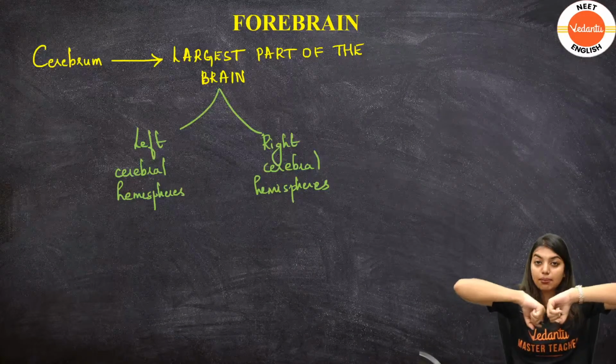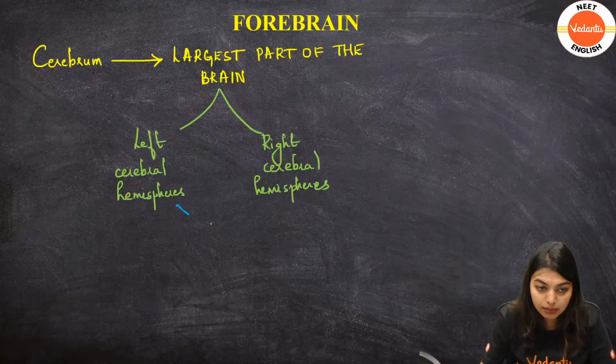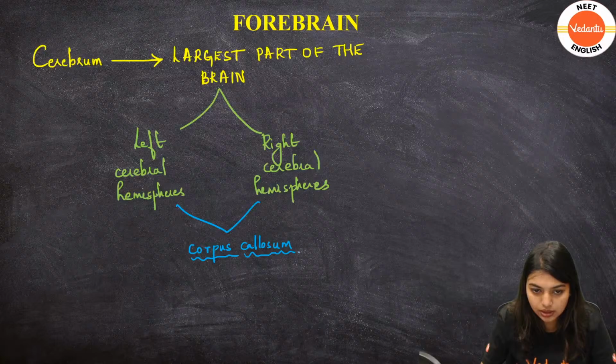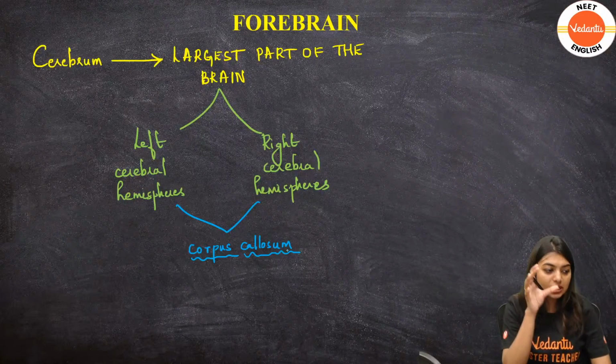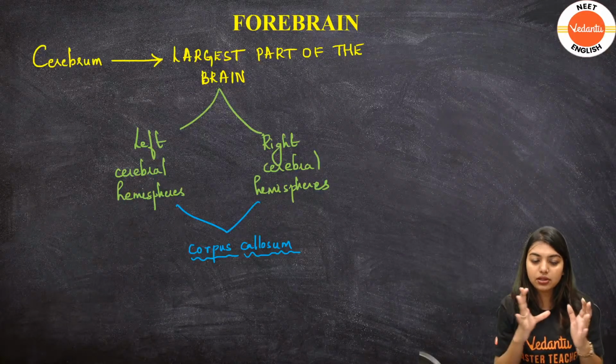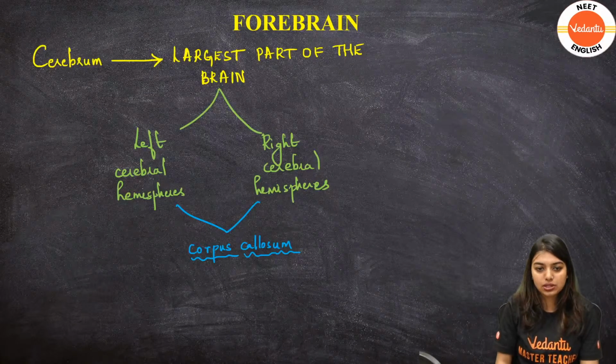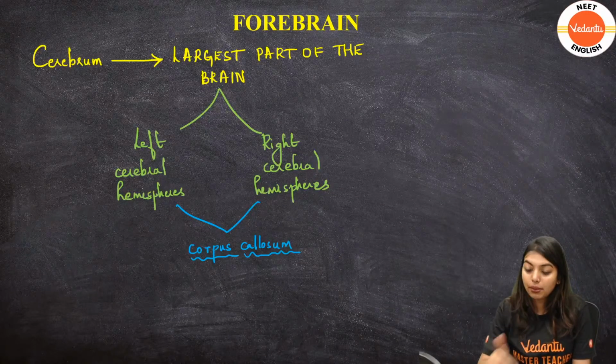Now these two parts are combined with the help of what? It is combined with the help of corpus callosum. What is it combined with the help of? Corpus callosum. Clear or not? So this left hemisphere and right hemisphere are attached to each other with the help of corpus callosum.